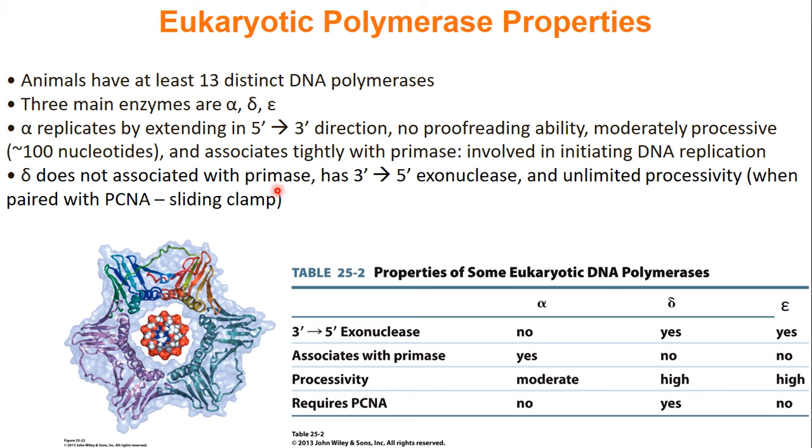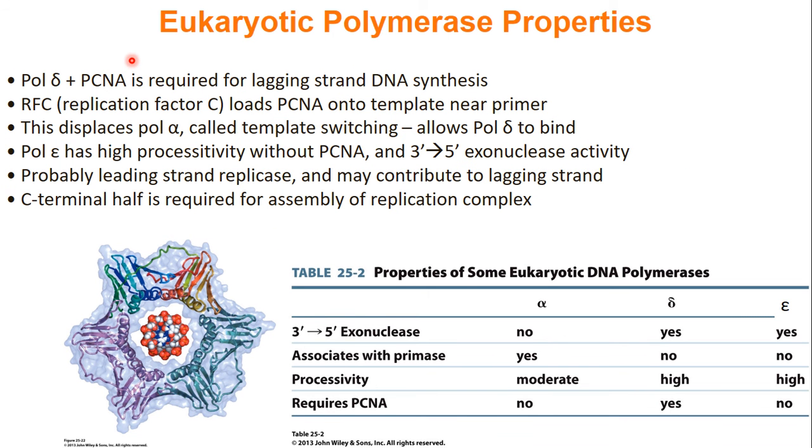Now we'll move over to delta. Delta isn't associated with the primase, but it does have some proofreading ability. It has a 3' to 5' exonuclease. And unlike alpha, delta does not fall off the template as long as PCNA is there. And here's a picture of PCNA. So PCNA is the eukaryotic version of the beta clamp in prokaryotes. It's our sliding clamp. Delta is going to hang on to this, and as long as PCNA is there, delta will not fall off.